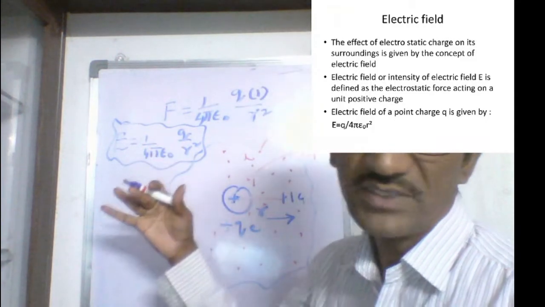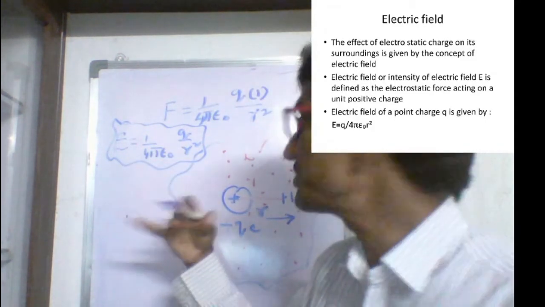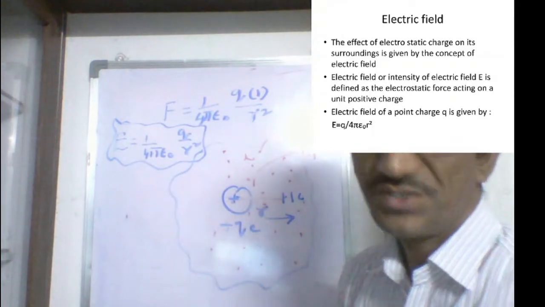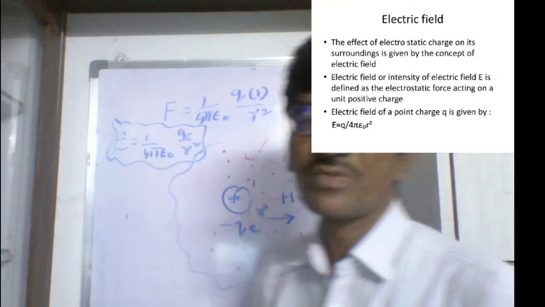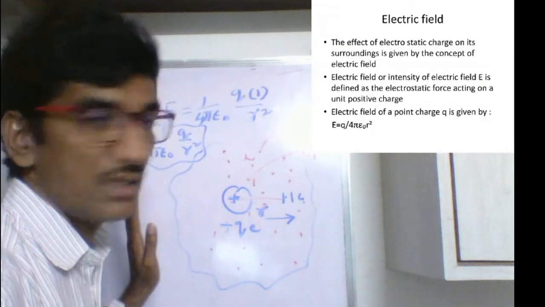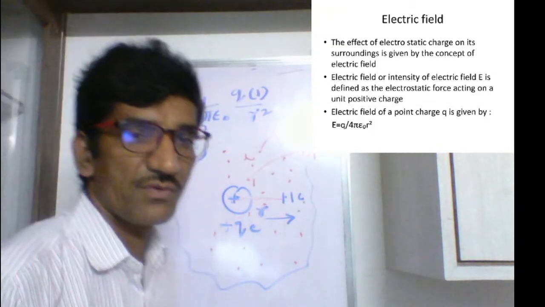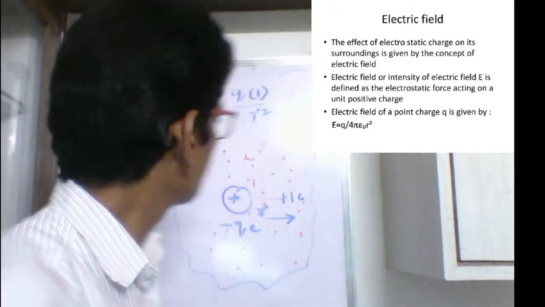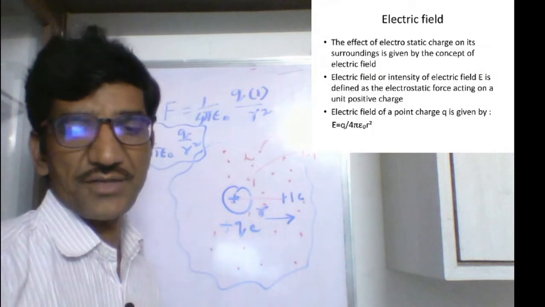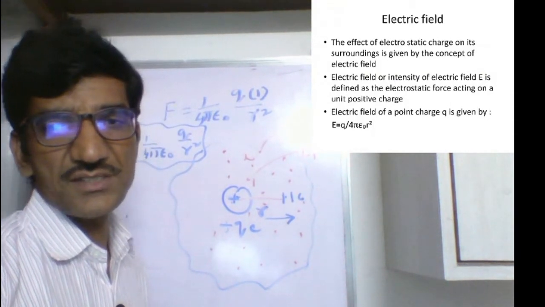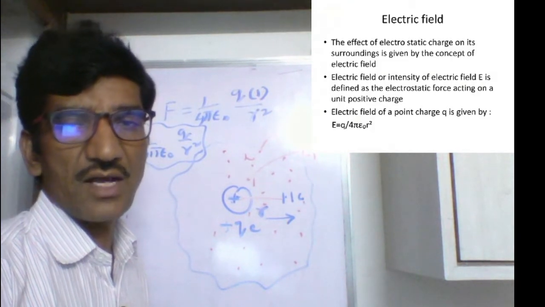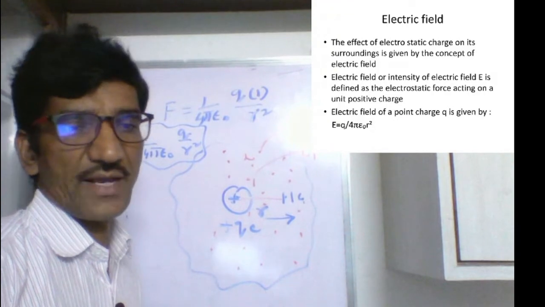So this is nothing but the force acting on a unit positive charge placed at the distance R from the plus Q coulombs charge. So what is the formula for the electric field of a point charge? General formula: E is equal to 1 by 4 pi epsilon naught Q by R square. Okay, this we know, right? Here you see on the slide, E is equal to Q by 4 pi epsilon naught R square, or 1 by 4 pi epsilon naught Q by R square.